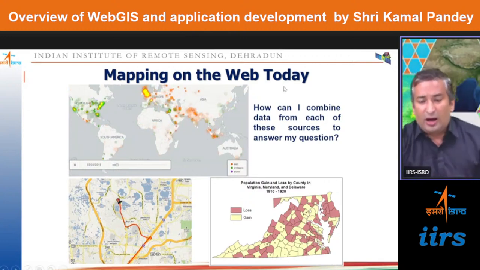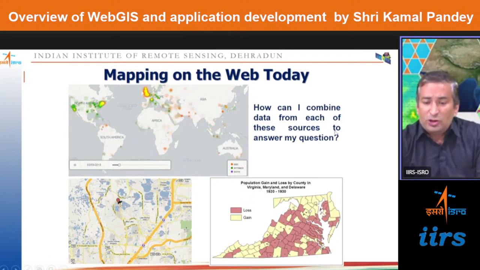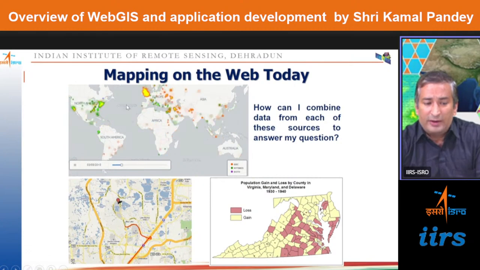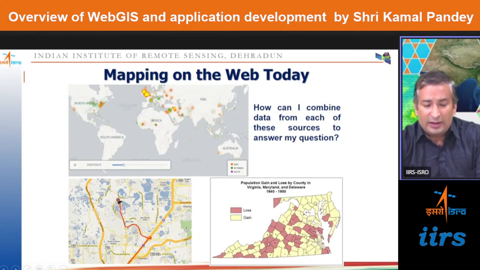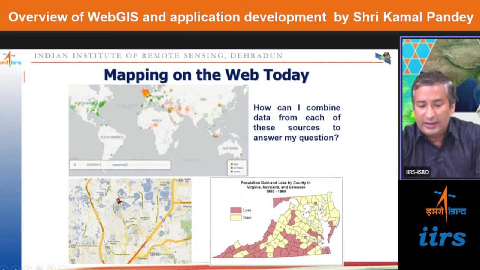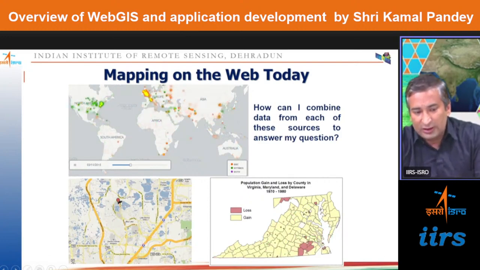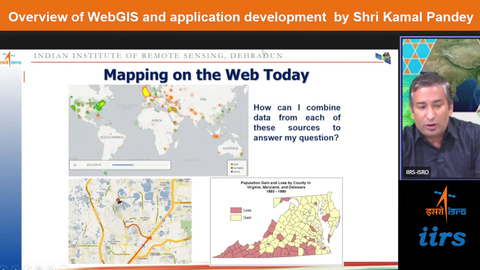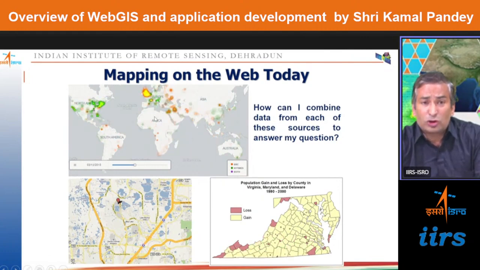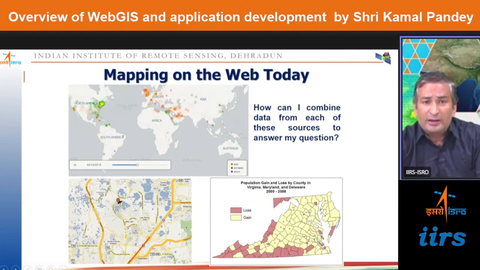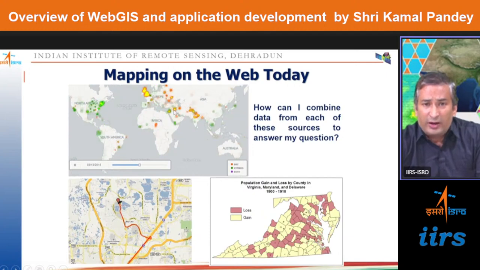Now, how can I combine the data from each of these sources to answer my question? Some data is over here, some data is in another portal, some population data in some other country. If I want to fetch the data from all those, that is all possible because these data sets are most of the time in the web environment, available as a web service or as an API.